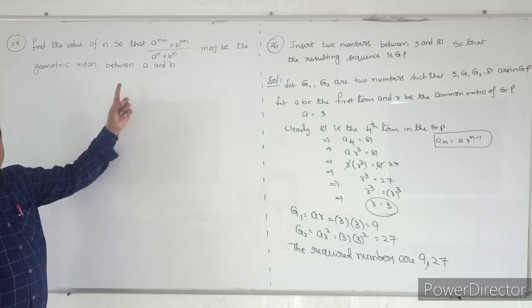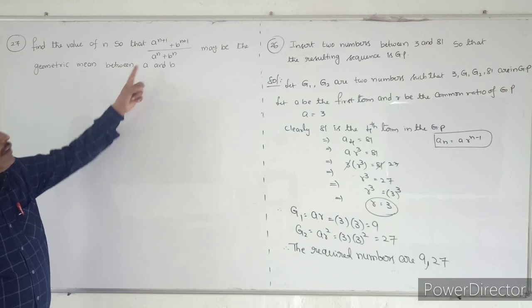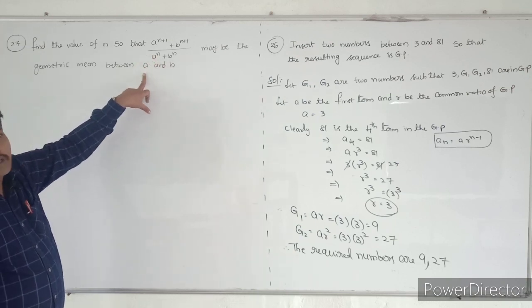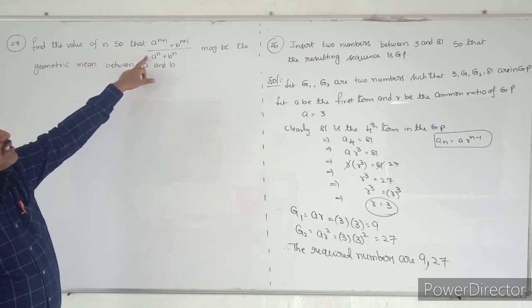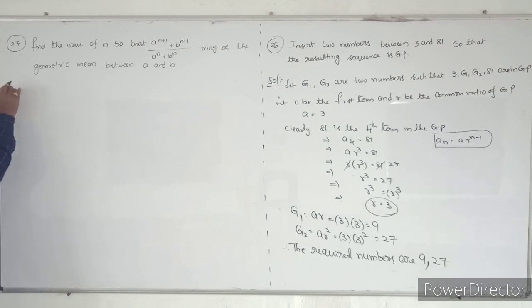We did the same question in the arithmetic progression also. So for what value of n will this value become the arithmetic mean? Here, the same question: for what value of n is this the geometric mean of a and b? So how can you prove this one? See the question here.